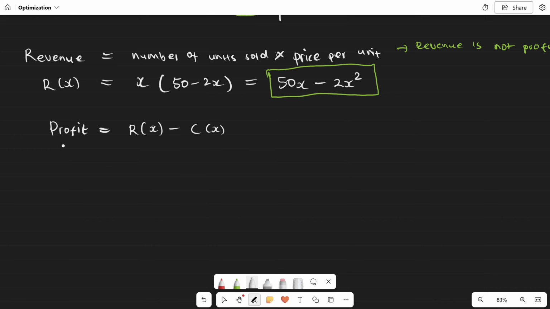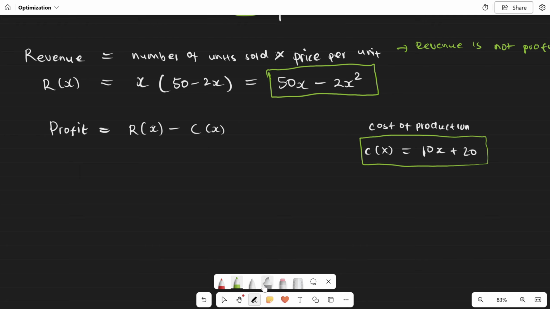Right? So this will be your profit function. And then let's say you were given that the cost of production is given by C of x is equal to 10x plus 20. It means, what does this mean? So this is your cost function, right? Given this cost function, what does this mean?